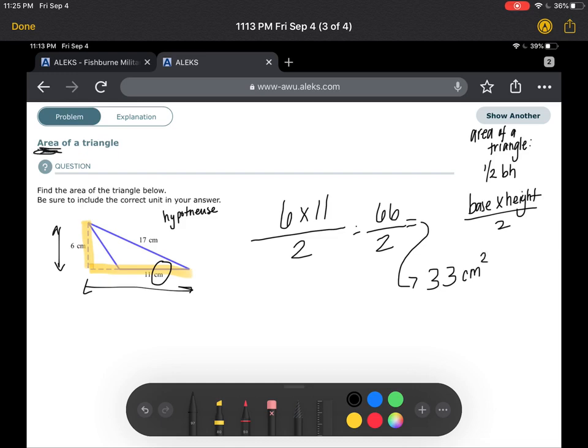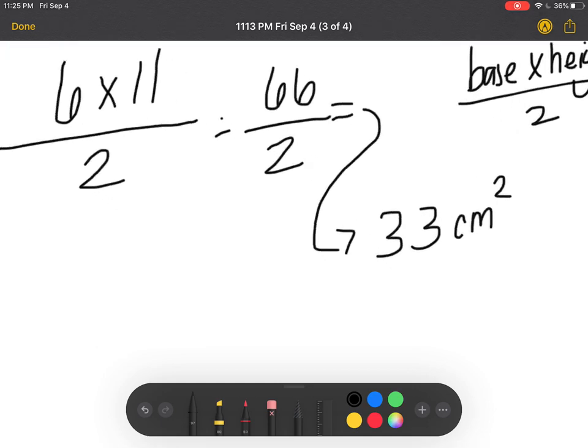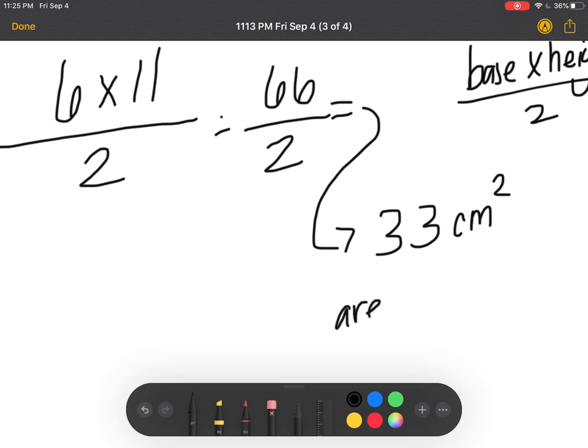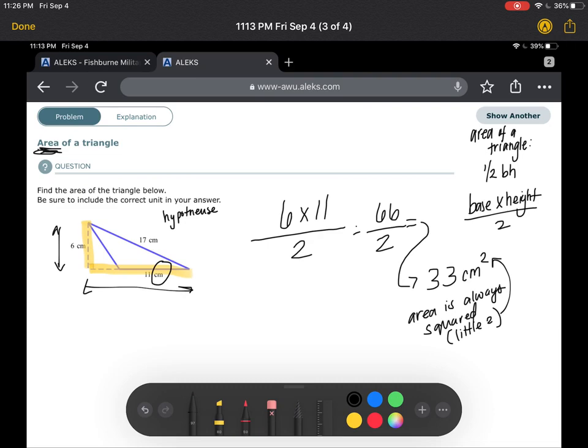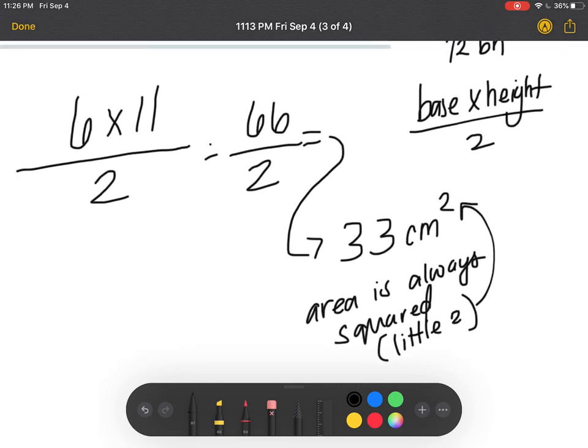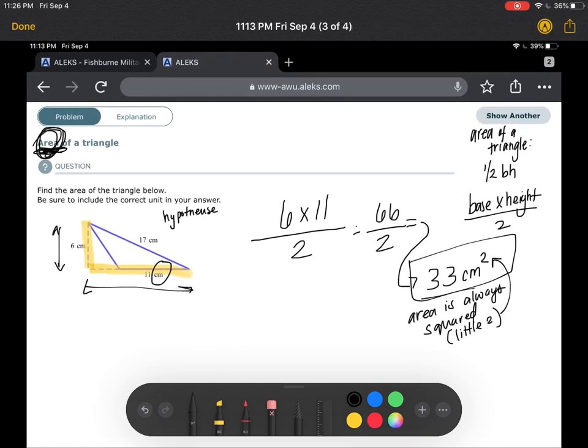Now remember, I'm looking at my units, it's centimeters, but this is area. Area is always squared. Let me write it down because you guys always forget. Area is always squared. For you guys who say, what's squared? That is the little 2. So I'll put that down there too, little 2. Whenever you're finding area, if I could write this on a poster, tattoo it on my forehead, this is what I would put. Area is always squared. So do not forget that.